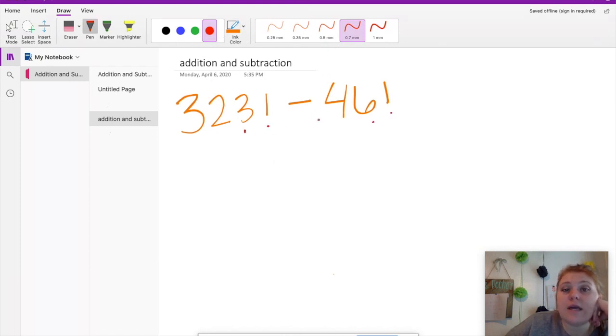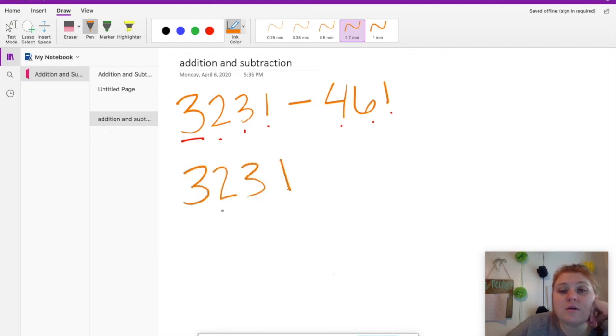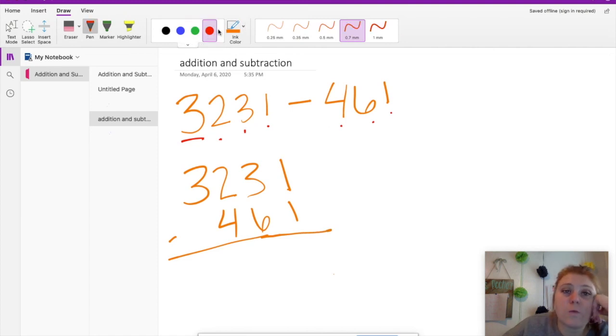Now, remember, I'm going to set this up and be reminded that these are our ones, our tens, our hundreds, and then this one has a thousands. So they might not line up exactly. As long as our place values are in the right place, we are good to go. So we're going to start in our ones place value. I'm going to start at the bottom, look up, and say 1 minus 1. Well, we can do that. That is 0.